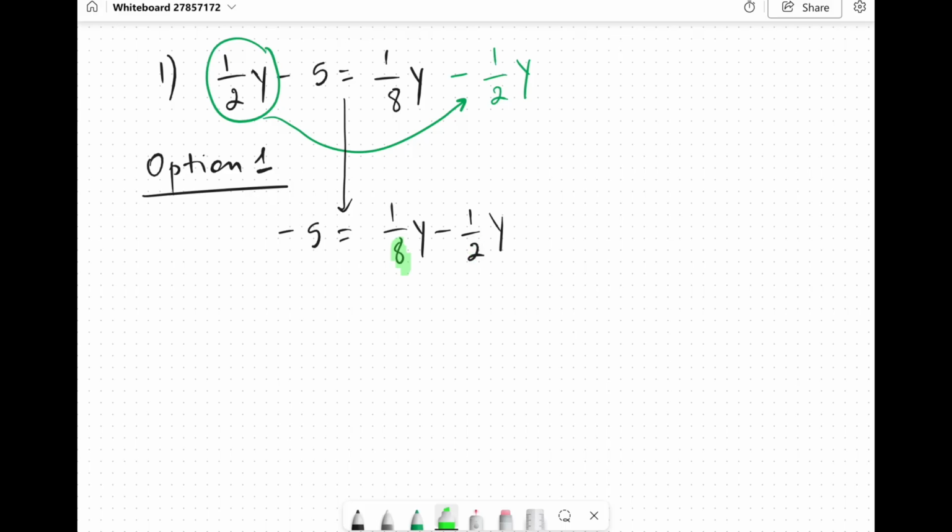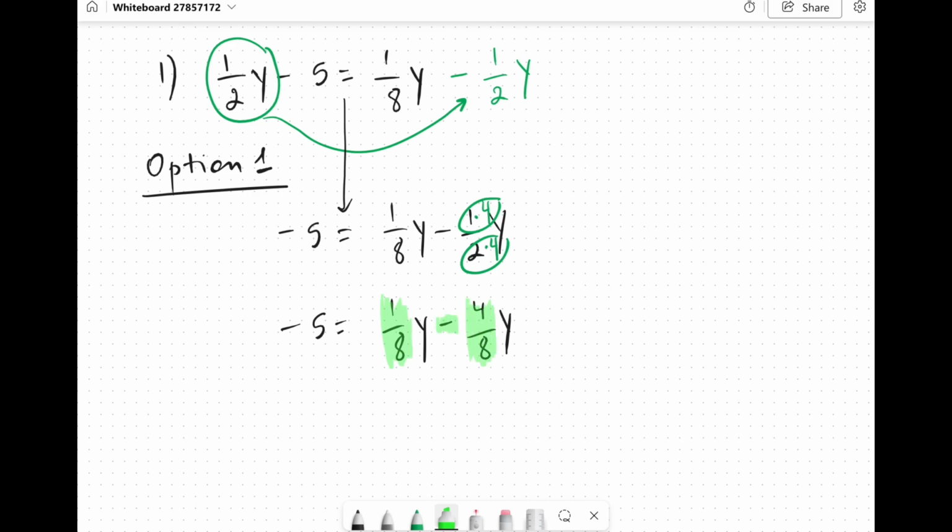So what I will do is I will try to create an 8 out of this 2. 2 can become an 8 if it gets multiplied by 4. So I'm going to multiply the top of the fraction by 4 and the bottom of the fraction by 4. So instead of 1/2, it's going to become 4/8. So let me write the equation over. -5 equals 1/8y minus 4/8y.